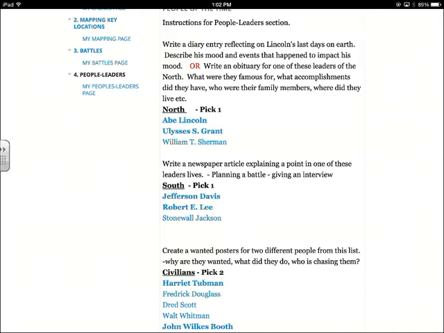You can write a diary entry reflecting on Lincoln's last days on Earth. As you read the book, Chasing Lincoln's Killer, I believe in English, it'll start out really hitting how he was feeling and why he was feeling that way. And so that's kind of a combo platter there with English. Or if you would rather write an obituary for one of the following leaders of the Union, you may do so. Some of the things you would include in their obituary are things that they're famous for. What accomplishments did they have? Who were their family members? Where did they live, etc.? Who followed them? Some of those types of things.